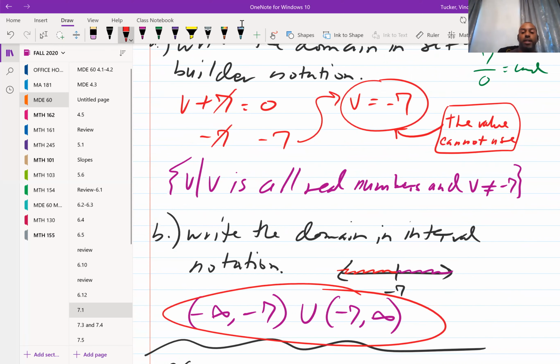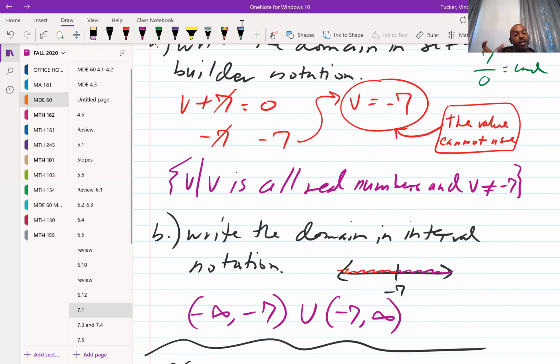Negative infinity to -7. Use parentheses for your -7. What that means is I can get as close to -7 as possible, but I cannot use -7. So that's what the parentheses represent. Up against -7, use parentheses. And then to the right of -7, I have -7 to positive infinity. Once again, use the parentheses on your -7. That means I can get as close to -7 on the right side as possible. I just cannot use -7.